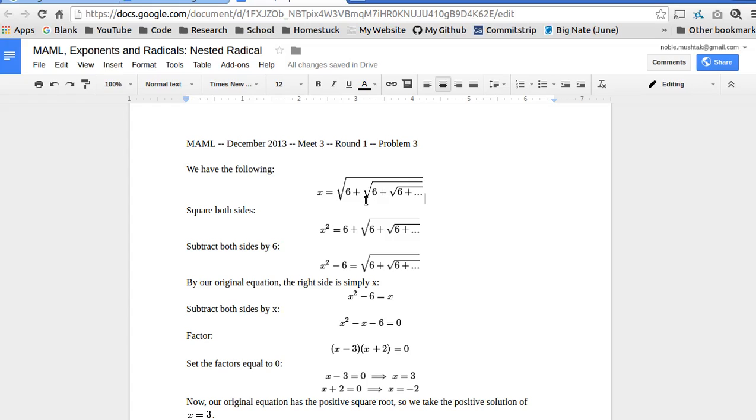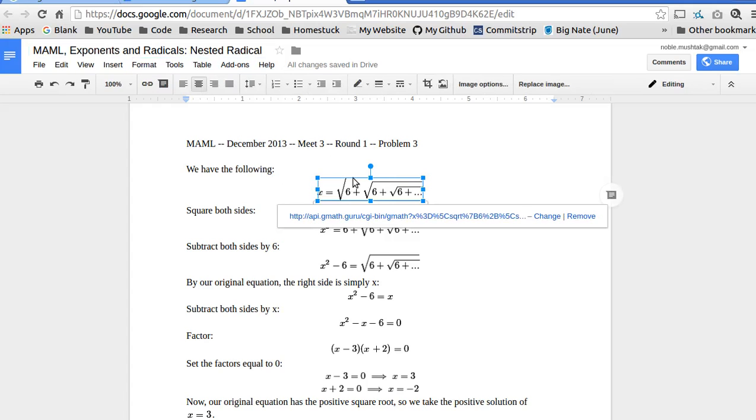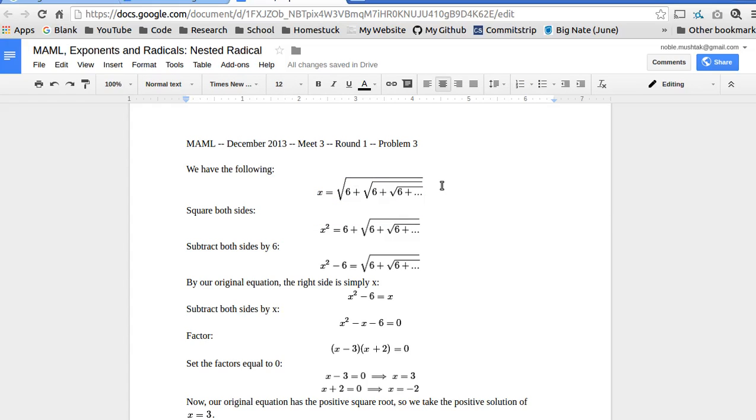Yeah, there are probably a few other problems where setting things equal to x helps. But I just thought that this was an interesting problem. It's called a nested radical. And this is a fairly easy nested radical because it's just 6 and then 6 and then 6. But there are harder nested radicals, which I won't get into. But basically, this is one of the easier ones that you can solve just by squaring and then subtracting something. And then you get a quadratic.